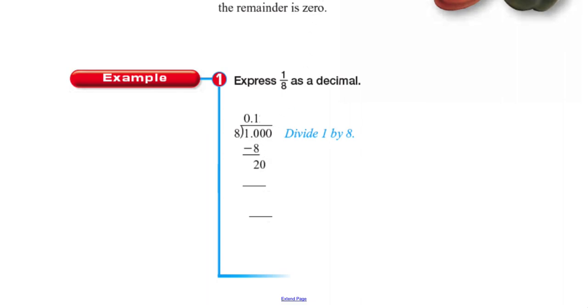Bring down that 0 right there. How many 8s go into 20? That would be 2. 2 times 8 would be equal to 16. Subtract that, you end up with 4. Bring down that 0 right there. How many 8s go into 40? That would be 5. So you end up with a remainder of 0. So 1/8 is equal to 0.125. Method number 2, which we will not be using a lot except for just checking, is by using a calculator. Actually, there's no method 2, so we're good to go.